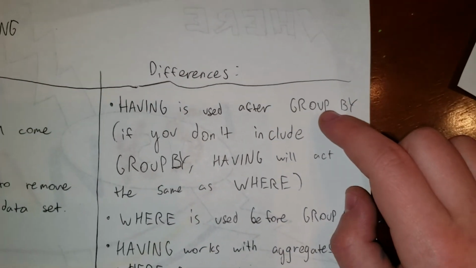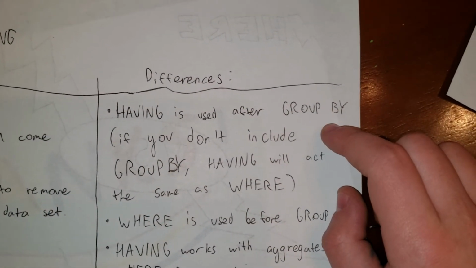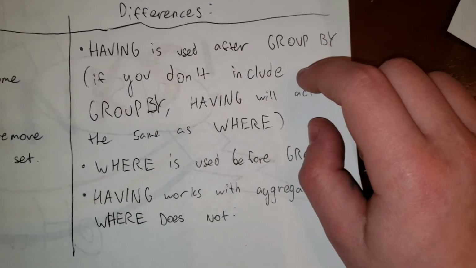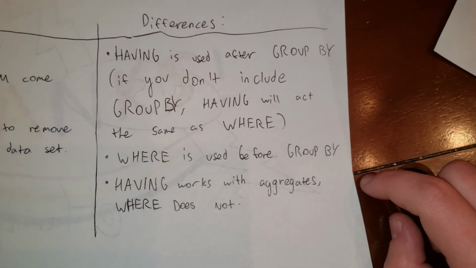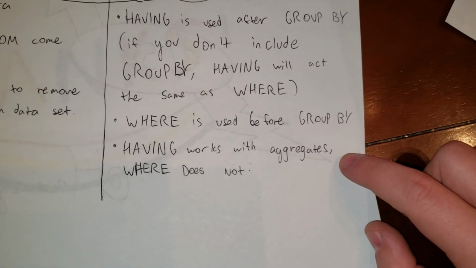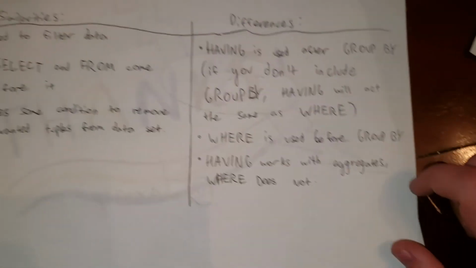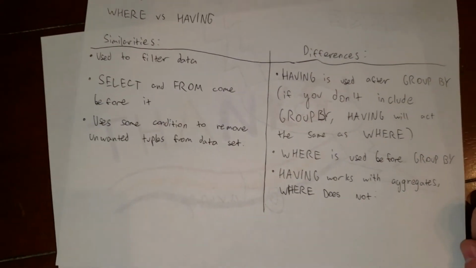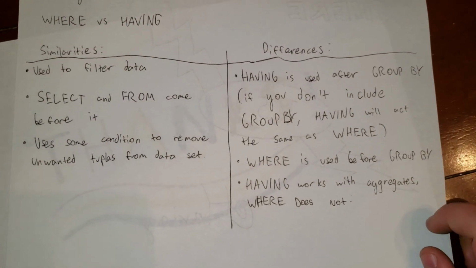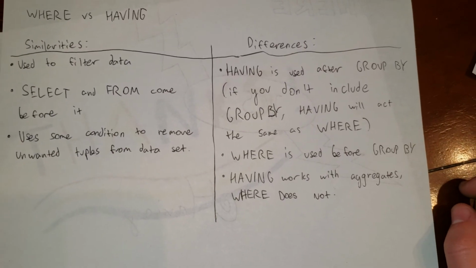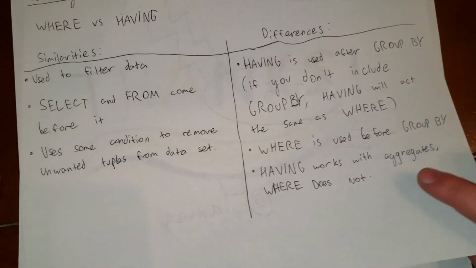Some differences between them is that having is used after group by, where if you don't include group by, having will do the same as where, whereas where is used before group by. And having works with aggregates, whereas where does not. Essentially, having is acting on the group data, while where is acting on the individual rows and filtering each one, right? And that's basically the difference.